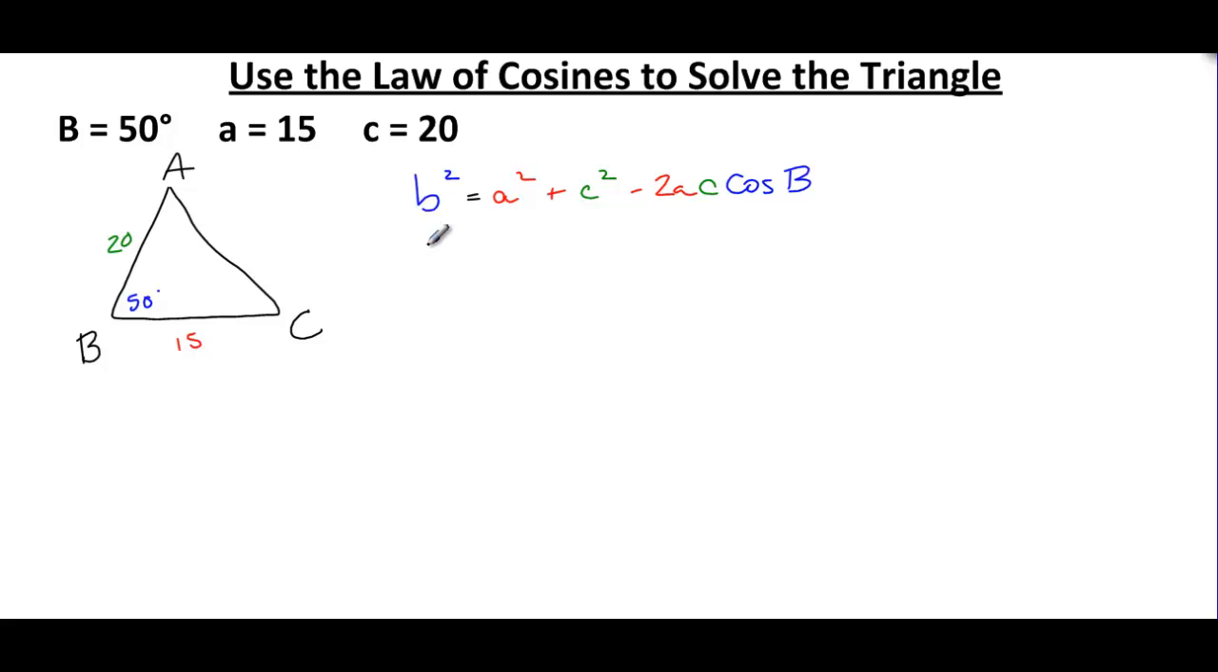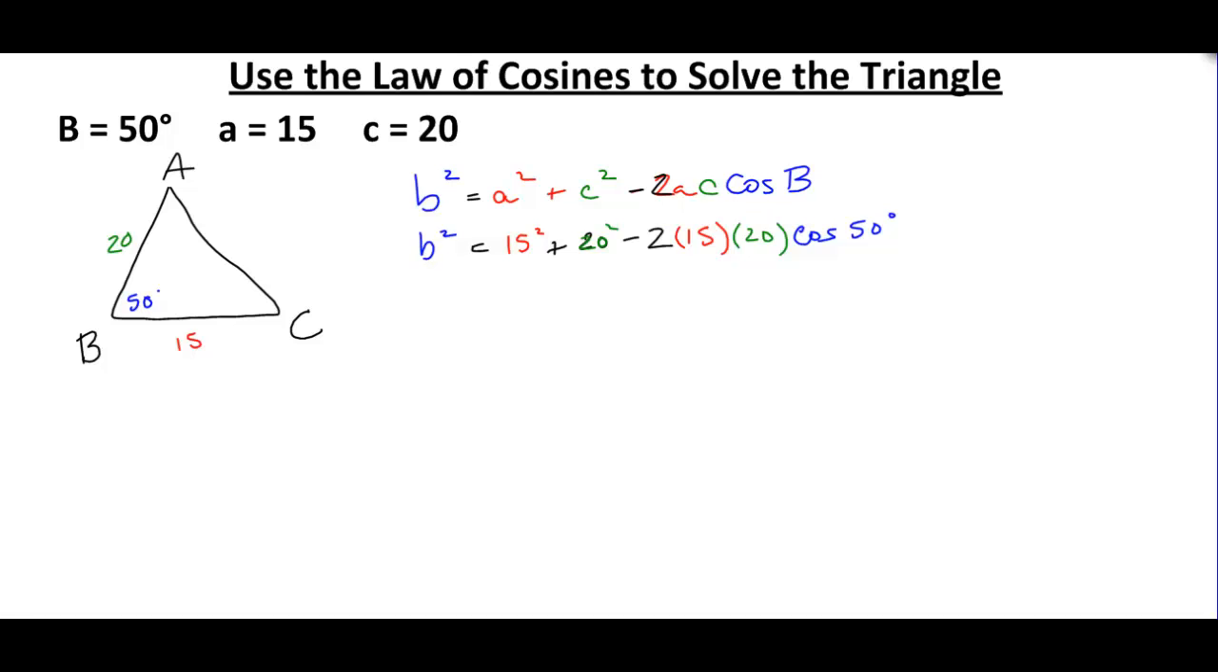So I'm just going to start filling things in. I don't know little b squared because that's what I'm trying to find, but I do know a squared. Okay, and again, I don't do the work. I just write 15 squared, plus now we're going to do our c squared, which is 20 squared. Minus 2 times a, which was 15, times c, which is 20, times the cosine of B, which is 50 degrees.